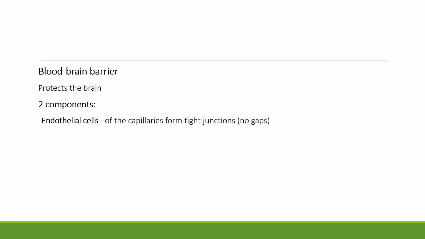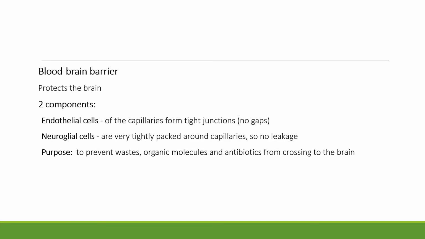There is a very important blood-brain barrier. Its job is to protect the brain. It's made up of two different components: endothelial cells, and these are found in the capillaries. They form tight junctions, that is, no gaps, so things that might harm the brain are not permitted to cross. There are also neuroglial cells that are very tightly packed around the capillaries, so there's no leakage. The purpose is to prevent wastes, organic molecules, and antibiotics from crossing the brain where they might do damage.